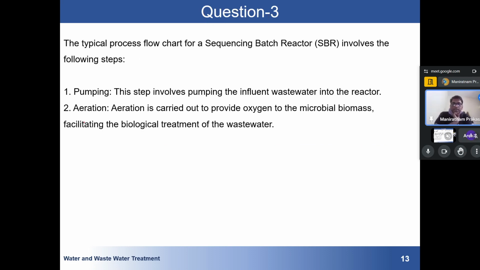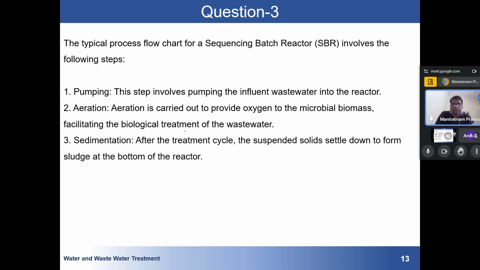Then there is aeration. Obviously, why are we doing aeration? We are doing aeration to provide oxygen so that microbes can degrade or decompose our organic matter. Aeration is carried out to provide oxygen to microbial biomass, facilitating the biological treatment of the wastewater.